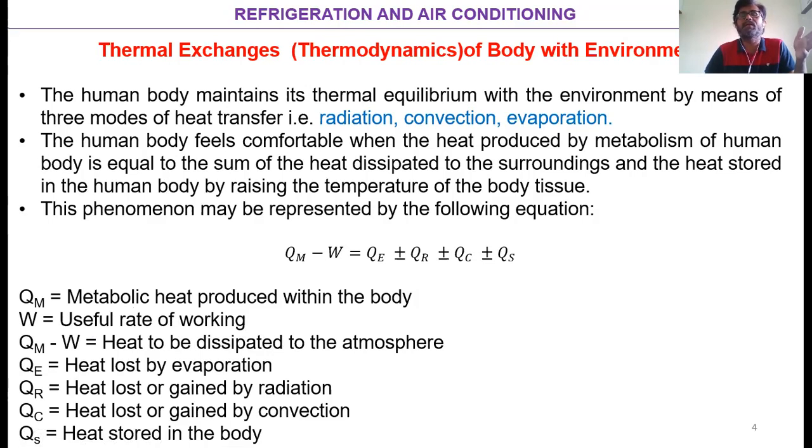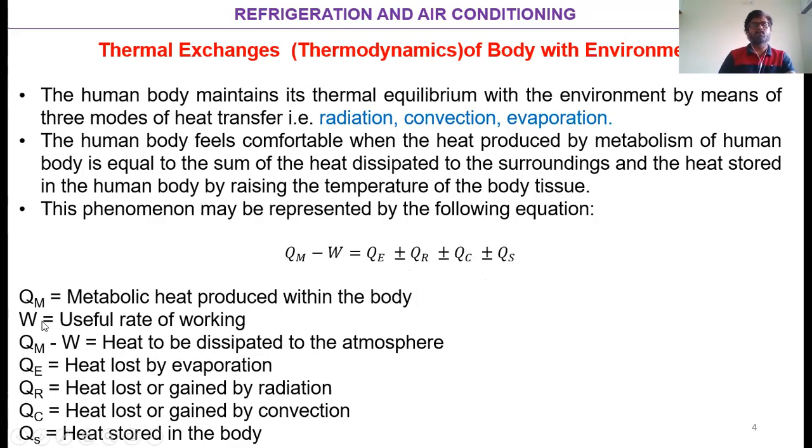So that 80% of the heat energy dissipated to the surroundings happens by these three modes of heat transfer. And this algebraic sum, Qm minus W, is the heat to be dissipated to the atmosphere: heat generated minus useful rate of working, so the remainder is the heat which has to be dissipated to the atmosphere. So 80% of the heat generated by the human body will be dissipated to the surroundings. These parameters are on the left hand side, Qm minus W, and this energy should be balanced with the other factors mentioned on the right hand side.